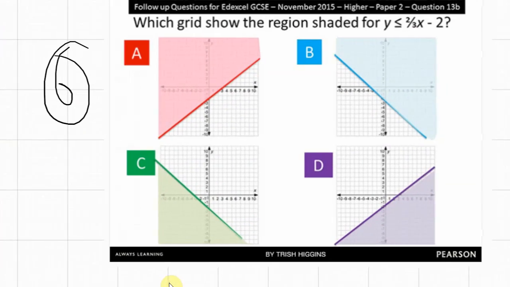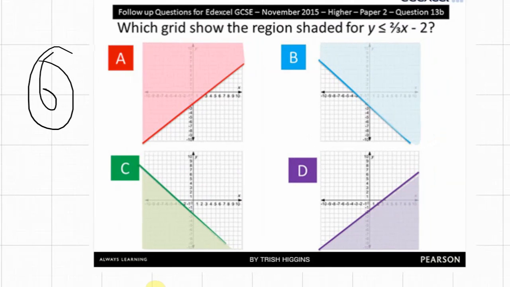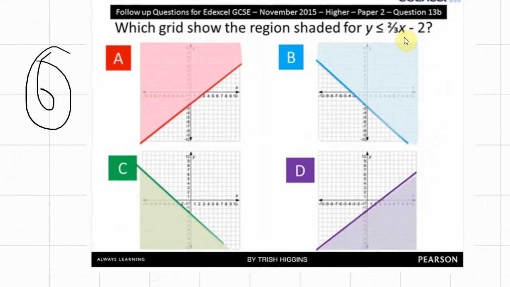Question 6 was a pretty difficult one. I think this was the one we struggled on the most, just because it's a hard graph to spot. First of all, we know it's going to go through the y-axis at y equals minus 2. So I'm going to knock a few off straight away. They all could fit that criteria. So we'll move on to our next bit that we're going to look at.